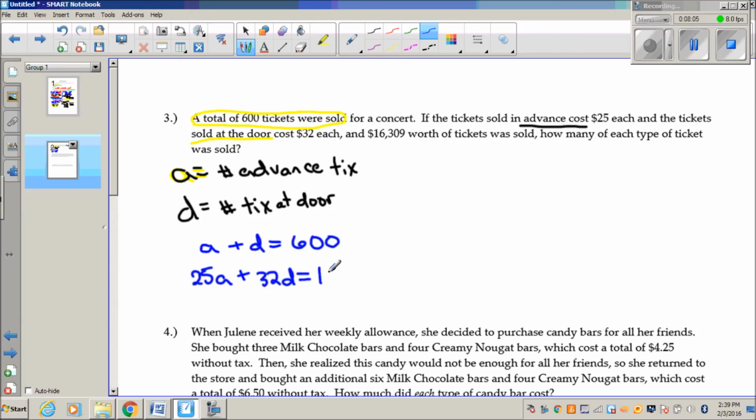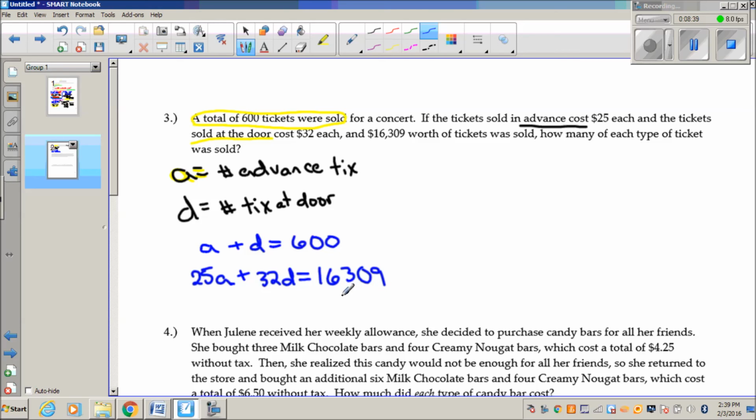they raised a total of $16,309. So again, the first equation had to do with the number of tickets. This many tickets plus the tickets at the door were a total of 600 tickets. The second equation has to do with the value of the tickets. $25 for the ones at advance, $32 for the ones at the door, a total of $16,309. So now I have my two equations.